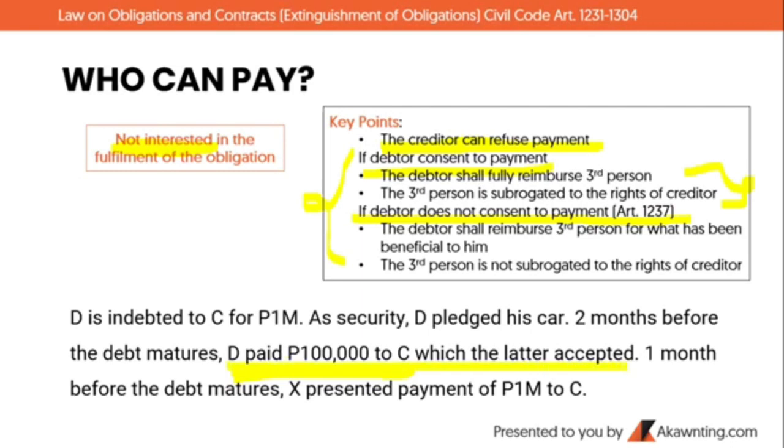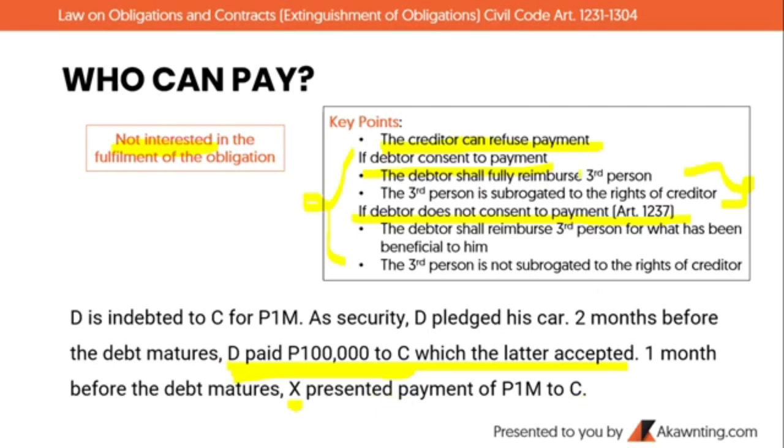So, in this case, up to this point, ilan na lang ang utang ni D? Ilan na lang ang utang? Oh, minus lang. 1 million minus 100,000. So, 900,000 na lang ang utang ni D. Tama. Okay. So, next. 1 month before the debt matures, okay, so after 1 month, nung nagbayad siya ng 100,000, X, which is a third person not interested in the fulfillment of the obligation, presented payment of 1 million to C. Okay? So, pag not interested, by the way, kung hindi siya pasok doon sa mga nilist down natin na mga interested person, ibig sabihin, hindi siya interested in the fulfillment of the obligation. Ganun lang po yun kasimple. Okay? So, X presented payment of 1 million to C.